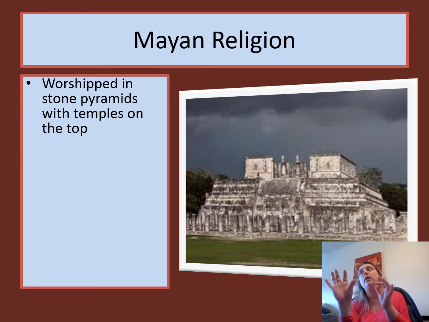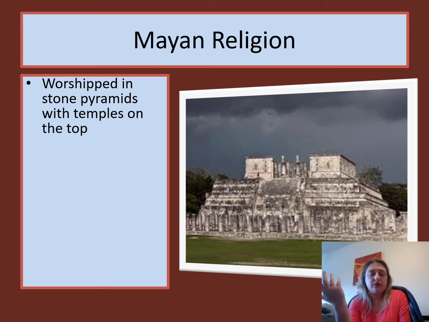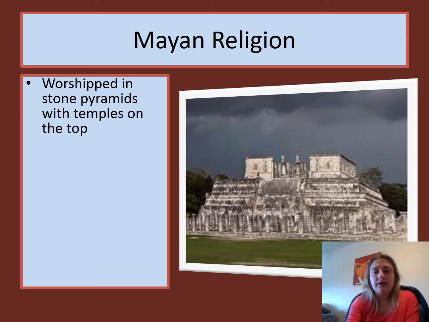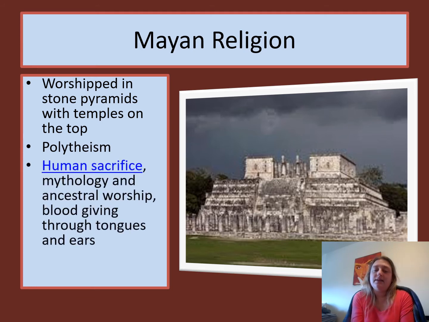but what they did with human sacrifice would be considered giving a gift to the gods so that everything went well for them. These typically were prisoners of war that were captured, and those were usually the ones sacrificed. Again, polytheism, many gods. This is mythology and ancestral worship. So this can be blood giving through the tongues and ears, but again, human sacrifice can also be death.